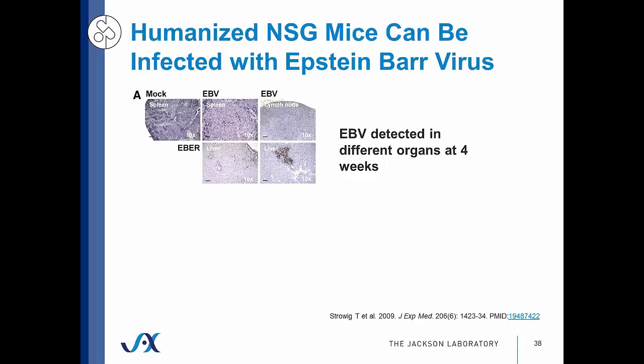In this particular publication, the authors infected CD34 engrafted NSG mice intraperitoneally with EBV isolated from human saliva, and then stained for EBV-encoded RNAs in various organs to measure EBV localization.